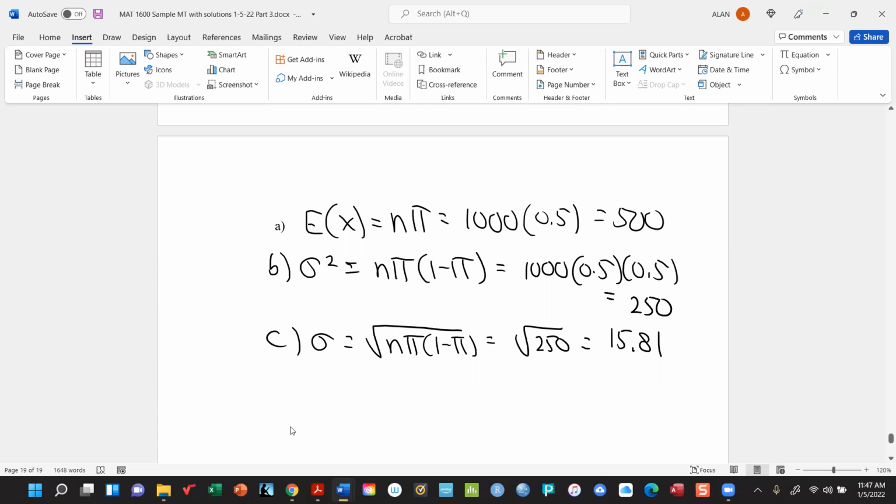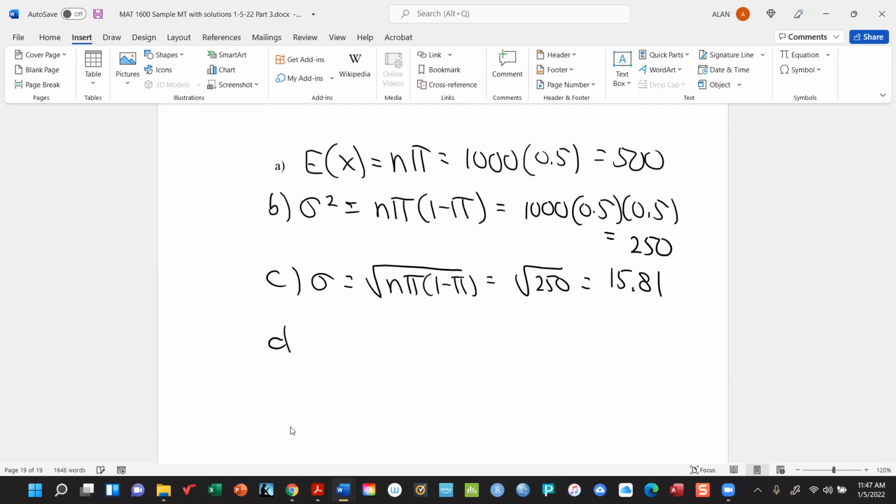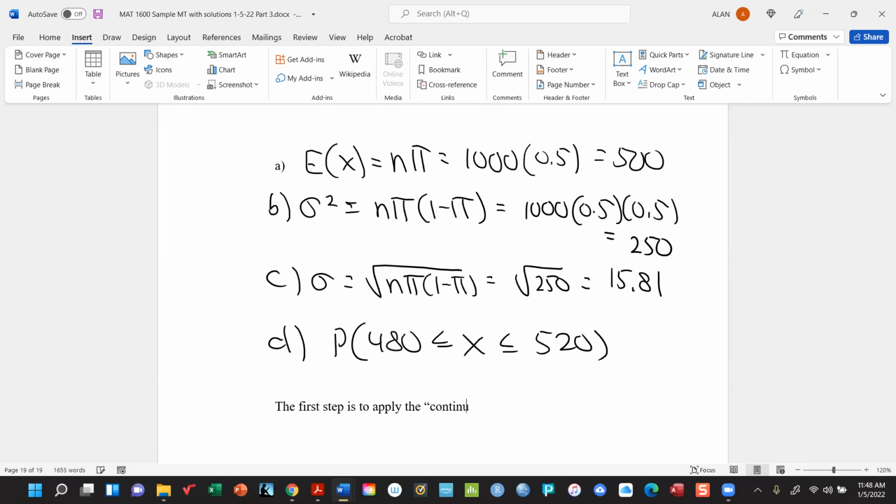Now, for part D, they're asking us to calculate the probability that there will be somewhere between 480 and 520 heads. That's a lot of calculations. So what we're going to do is the first step is to apply the continuity correction, which means add 0.5 to the upper limit, subtract a half from the lower limit.